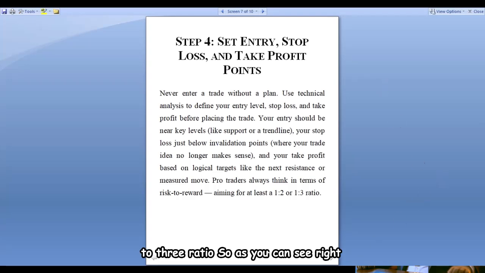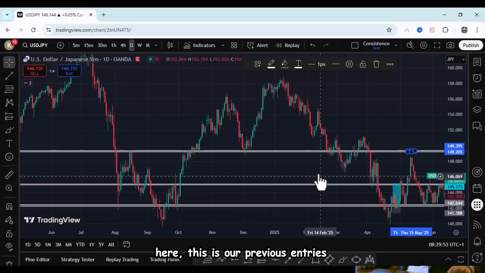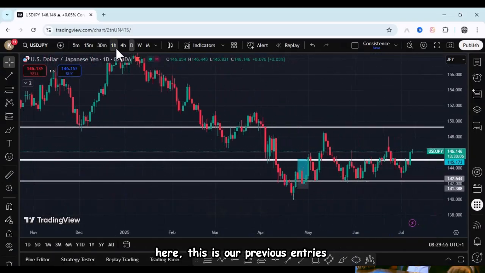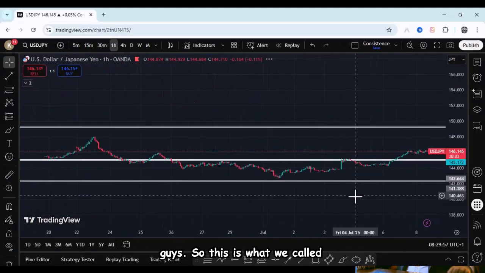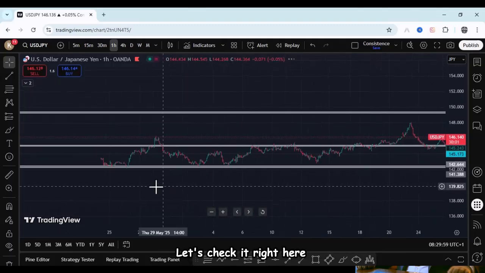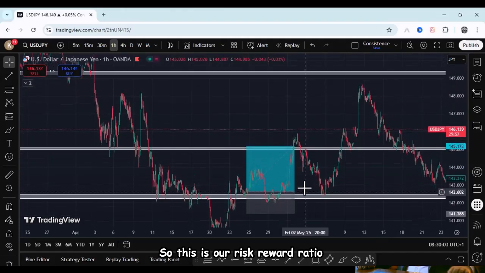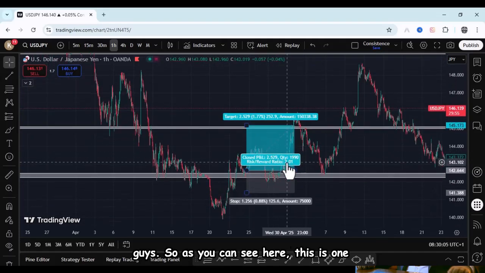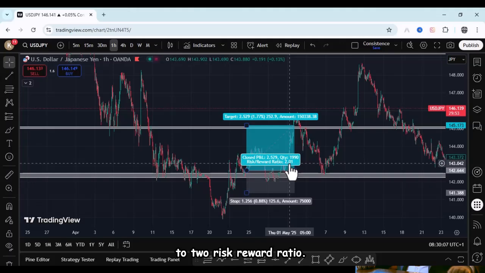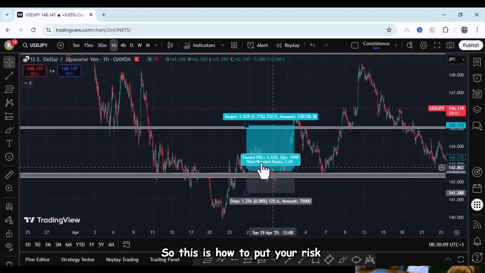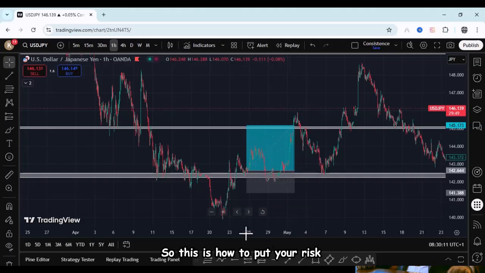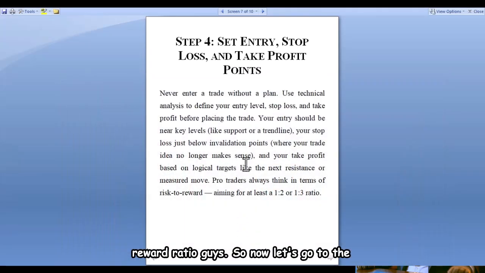So as you can see right here, these are our previous entries, guys. So this is our risk reward ratio, guys. As you can see right here, this is a 1 to 2 risk reward ratio. So this is how to put your risk reward ratio, guys. So now let's go to the next step.